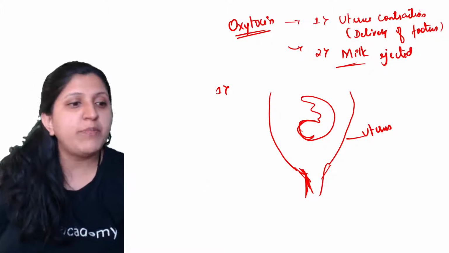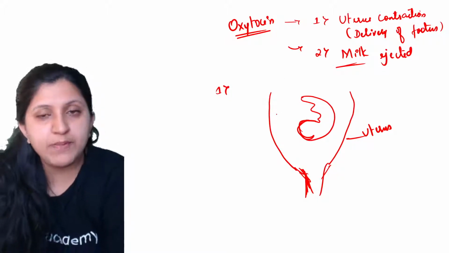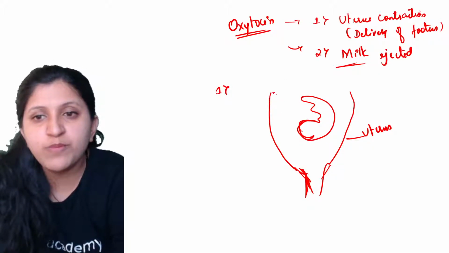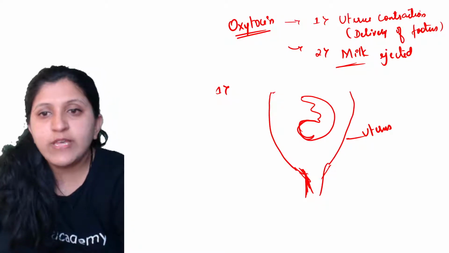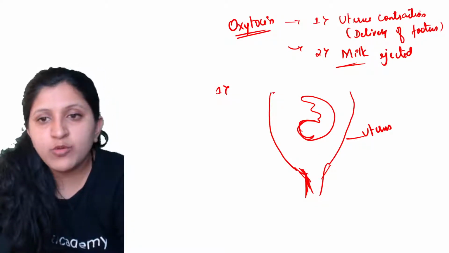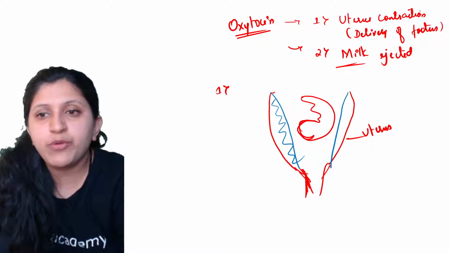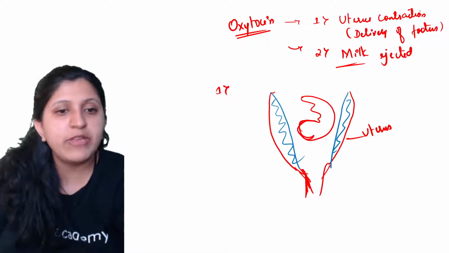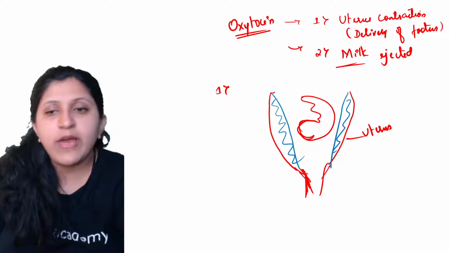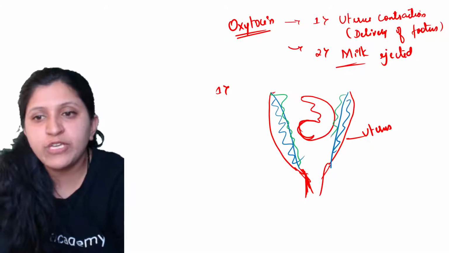There is a myometrium, which is smooth muscular tissue. Let me label it. There is a perimetrium, and then a myometrium. This layer you find is the myometrium. Then we can find one more layer, the endometrium, where basically the growth of this fetus will occur.